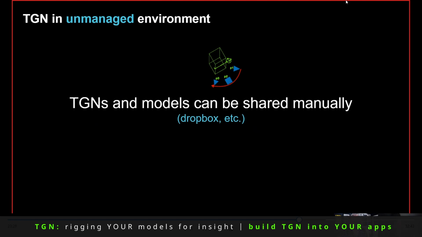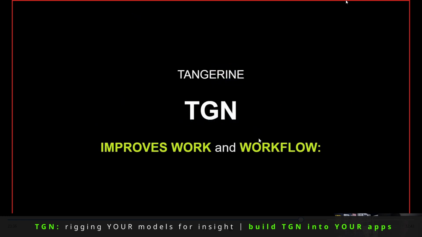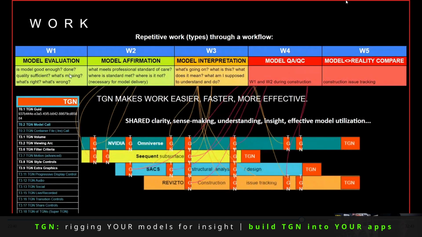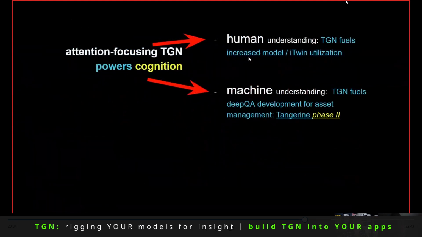So it improves workflow. Period. That's the idea. We can talk about this slide later, but there are some common types of work that are repeated throughout an entire workflow over and over again, and this slide is about that. So there's both human understanding and machine understanding. The latter is about phase 2 of Tangerine, but that's not for this. We'll come back to that someday in the future.